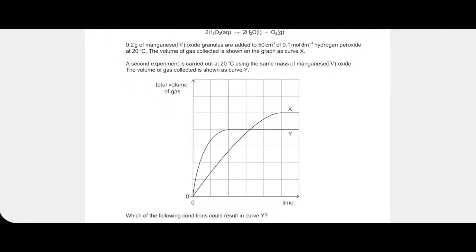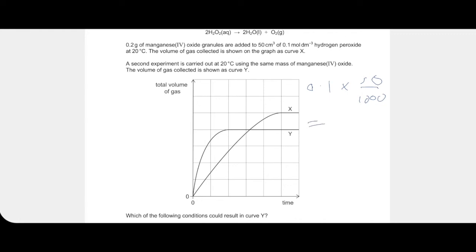So, I want to work out the moles of X, the moles of the hydrogen peroxide in X. So how do we do that? Moles is equal to concentration times volume, where the concentration is moles per decimeter cubed and the volume is in decimeters cubed. So we're told that it's 0.1 as the concentration times by the volume, which is 50 centimeters cubed, which is equivalent to 50 over 1000.